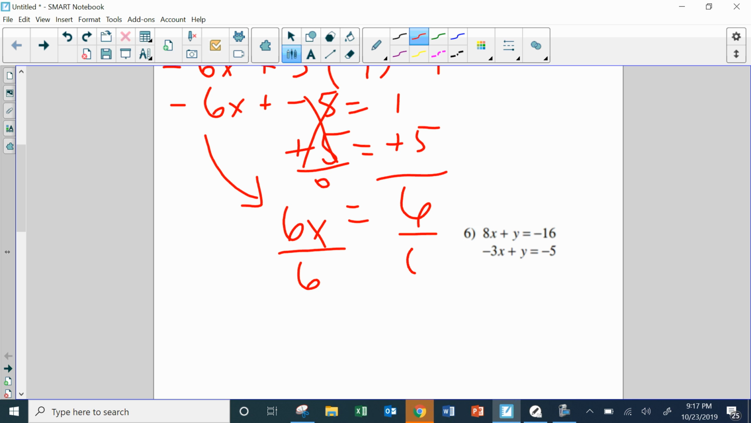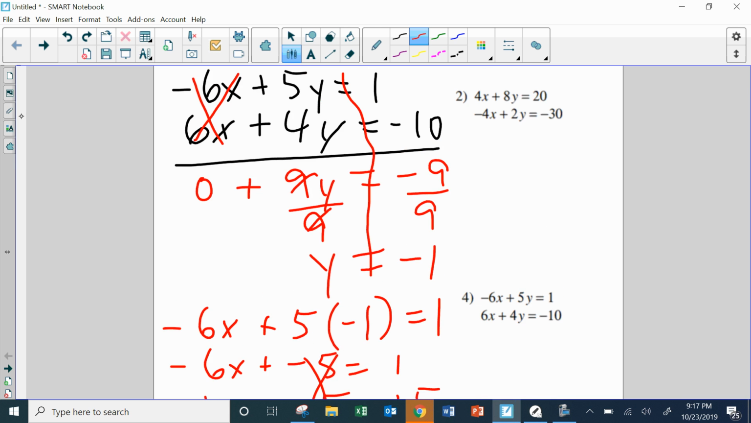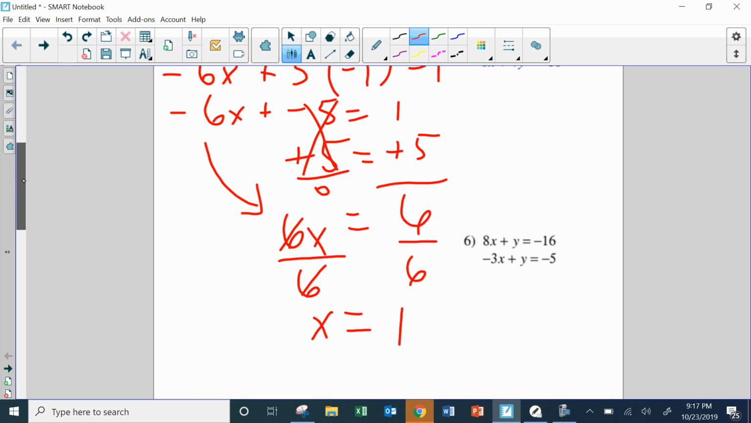Divide by 6, divide by 6. That divides out. I get x equals 1. So my solution set for this one is y equals -1, x equals 1. So I would just write it as an ordered pair, x equals 1, y equals -1. So that would be my solution set for problem number 4. The second problem that I've done here.